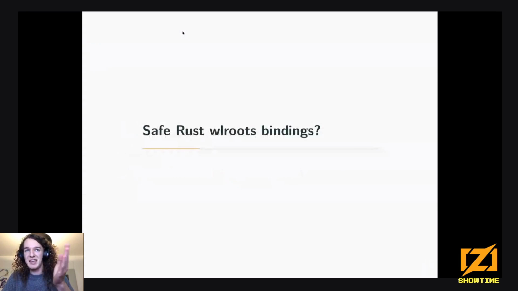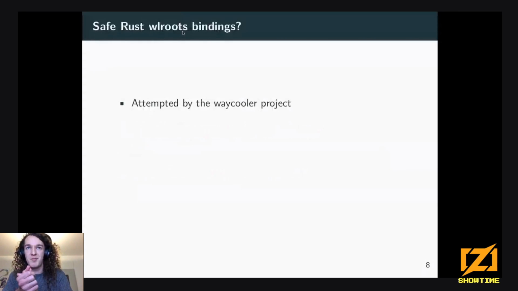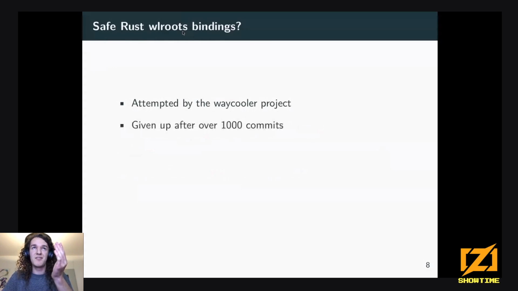And so are there any safe wlroots bindings out there? Well, this project was attempted by Way Cooler, which is another compositor project who attempted to write a Wayland compositor in Rust. However, they gave up on the safe wlroots bindings after over 1,000 commits and over a year of work just on writing the bindings to use Rust with wlroots. And this is nothing against them. They are very capable programmers and know far more about Rust and wlroots than I do, I'm sure.